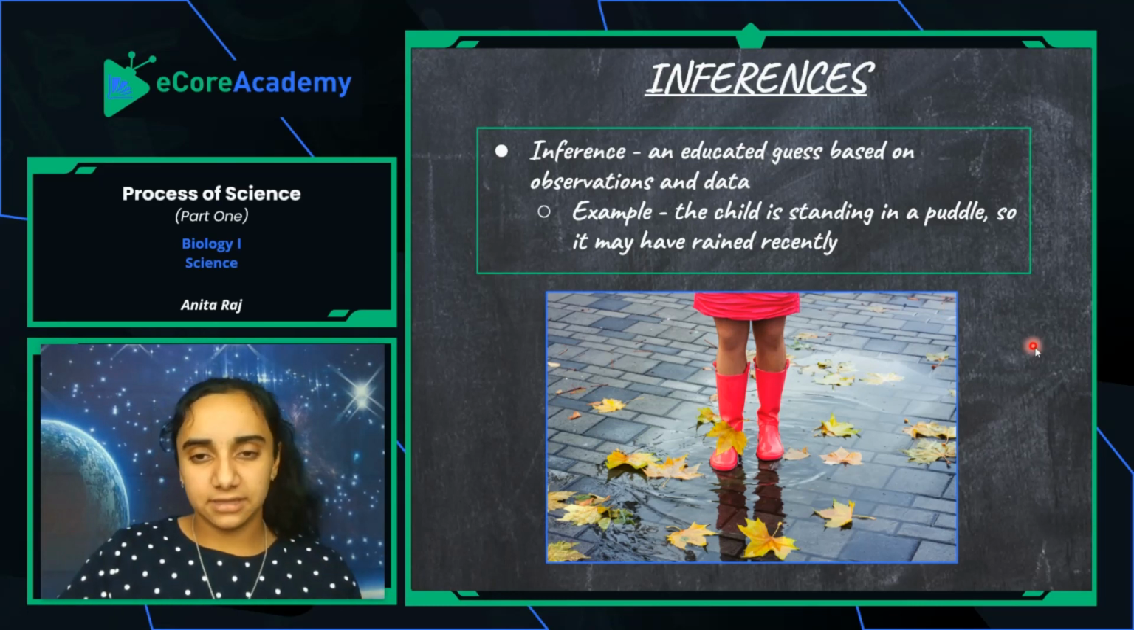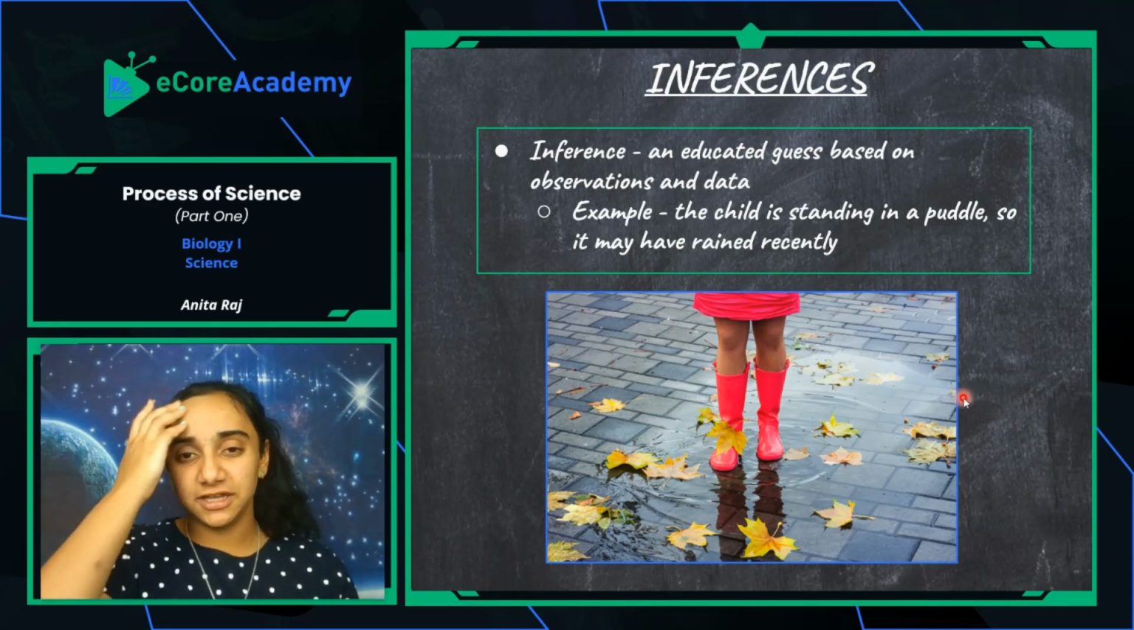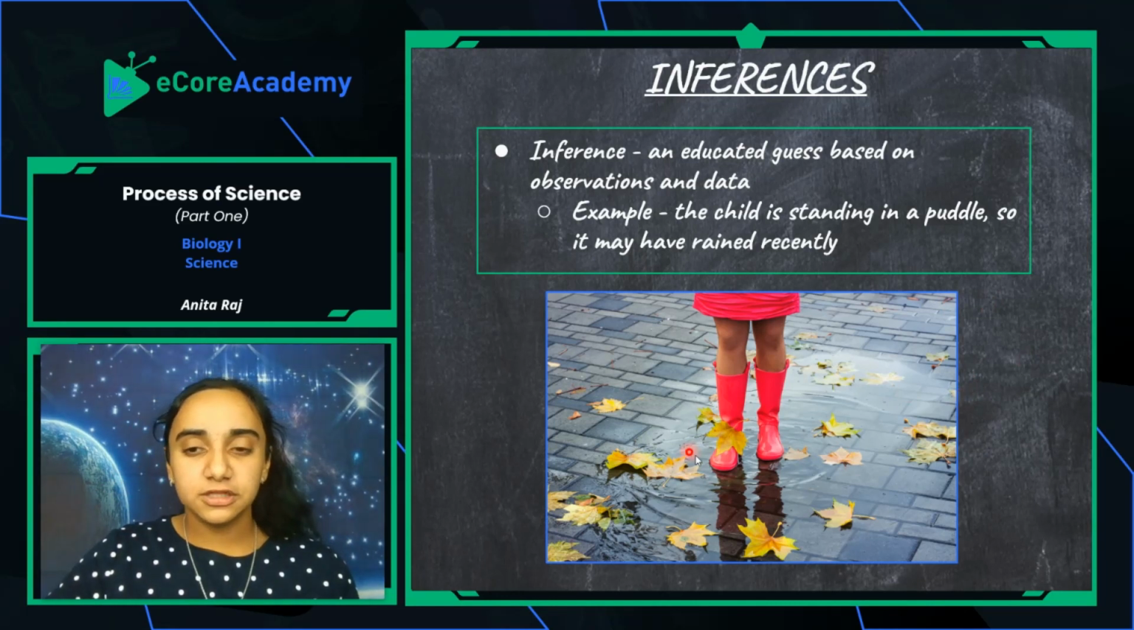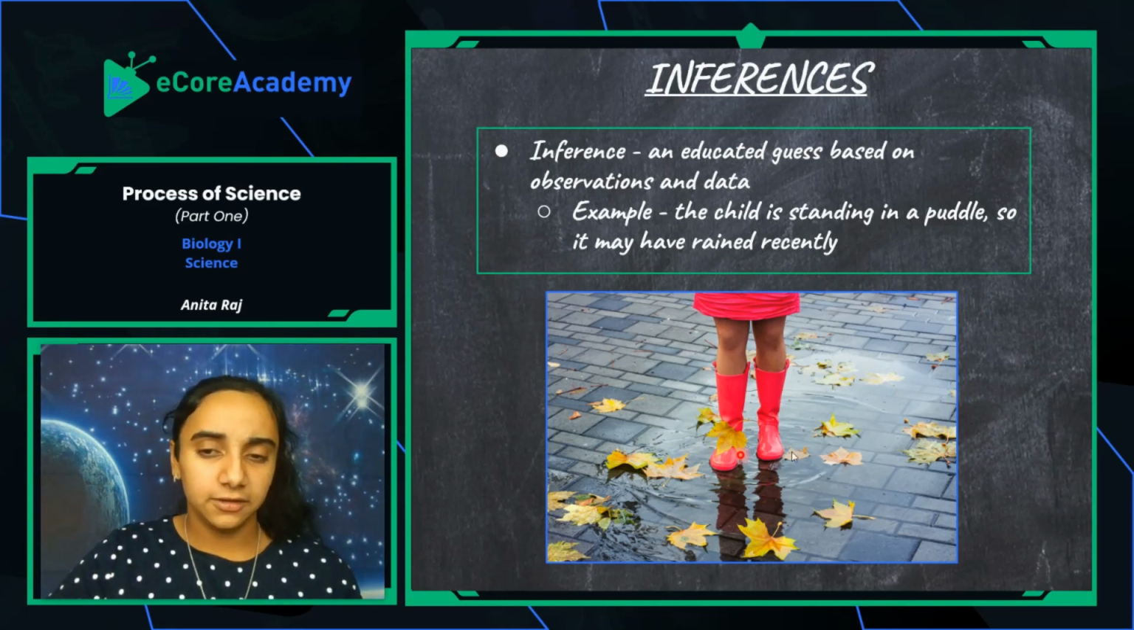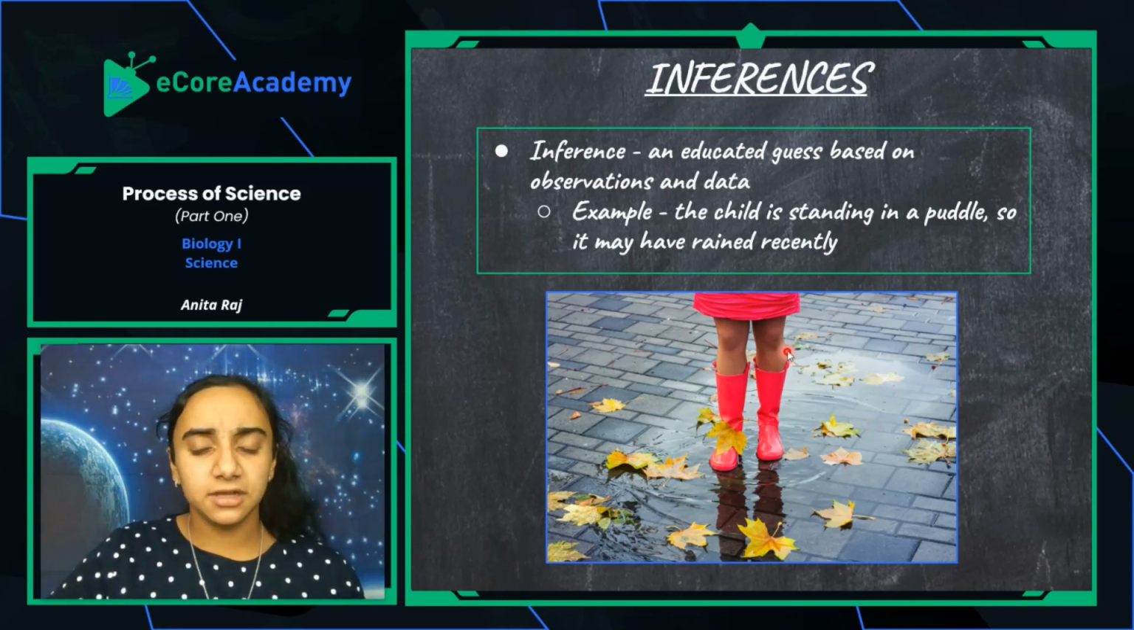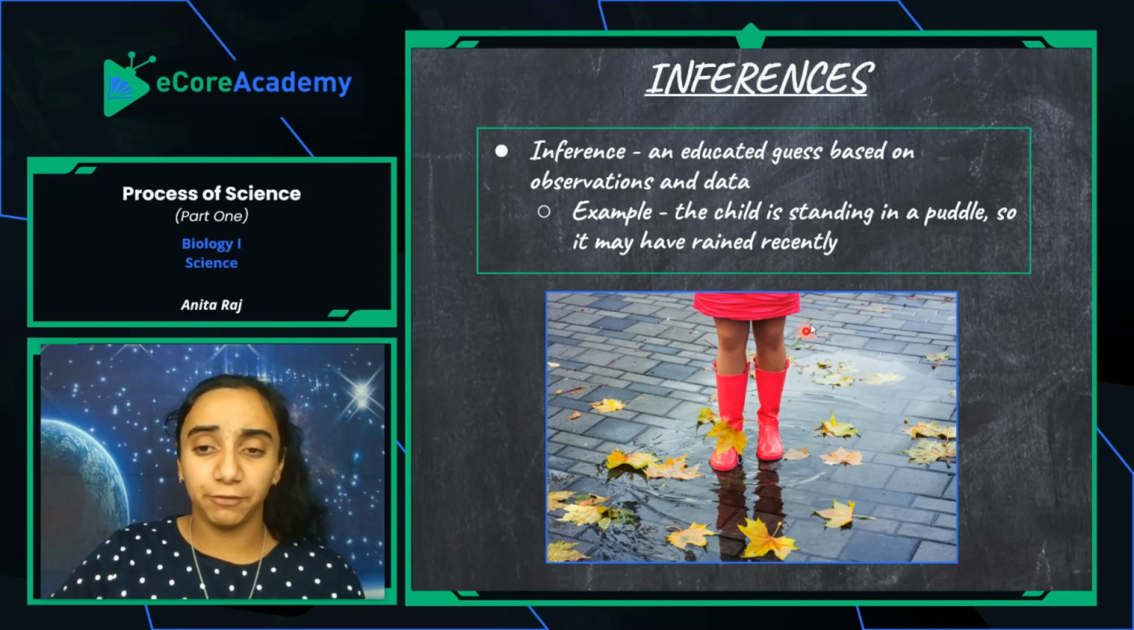So here's a great example, a very simple example actually, of an inference. Here in this picture, I just want you to take a minute to look at it. It's of a child because we see a child's legs, and this child's wearing rain boots, and this looks like a rain jacket, and the child is standing in a puddle. You can see that it's a puddle because you see ripples on the surface. There are leaves floating on the puddle.